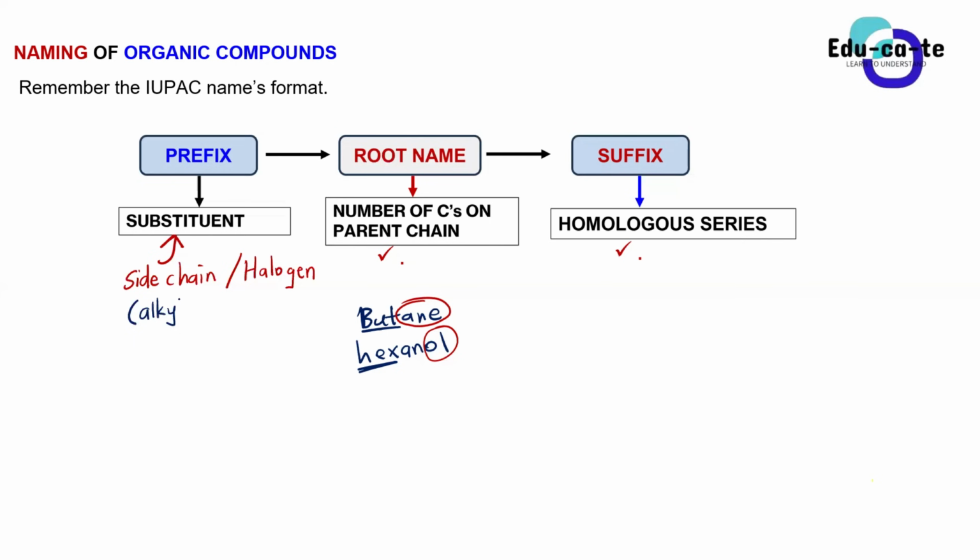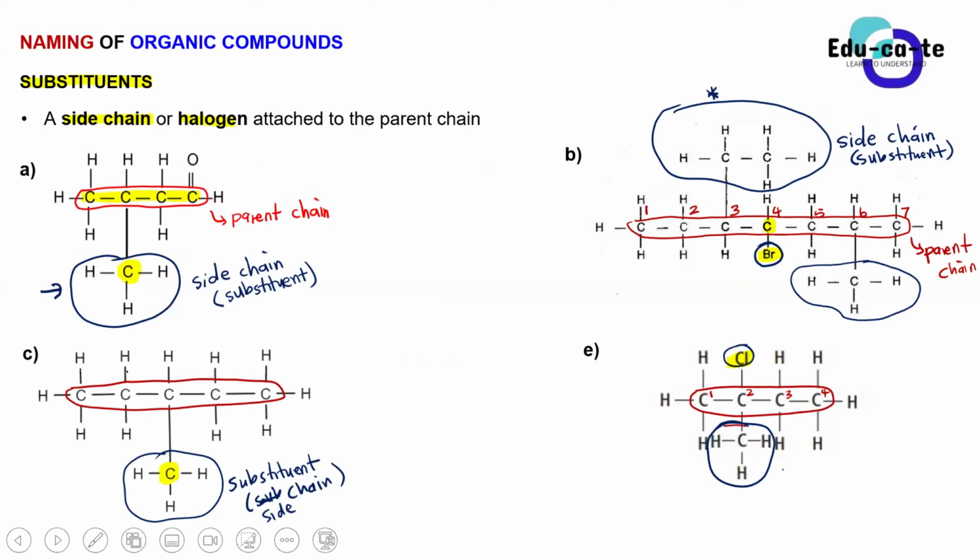So, for example, if we go back to our naming exercise, the one that we did previously, you can see that compound A has this side chain consisting of one carbon. So this is an alkyl group. Talk about compound B. You can see that on compound B, we have a substituent on carbon number 3 that has 2 carbons. That is also another alkyl group.